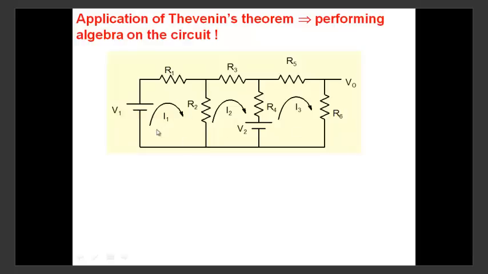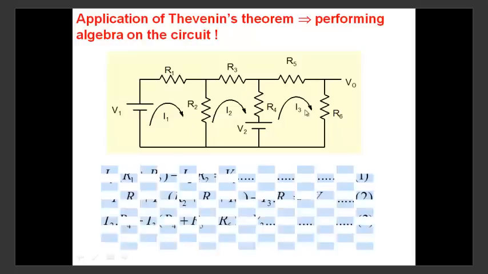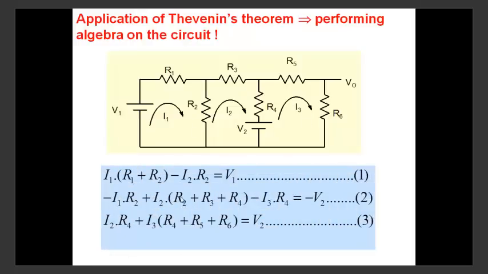So what we would have done is write KVL in this mesh, KVL here, KVL here, and we would have obtained these three equations. In each one of them, we would have written a mesh equation. So that's the first mesh here. Then I2 minus I1 R2, I2 times R2 plus R3 plus R4 minus I3, and the source is minus V2. You can, of course, write it in different ways. You can take V2 on this side or this side. So that's for the second mesh, and the third mesh is over here.